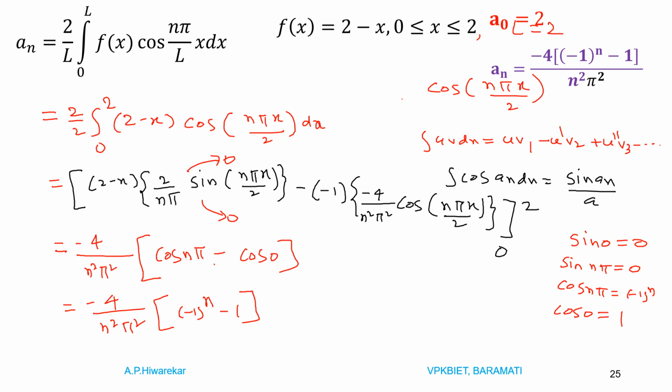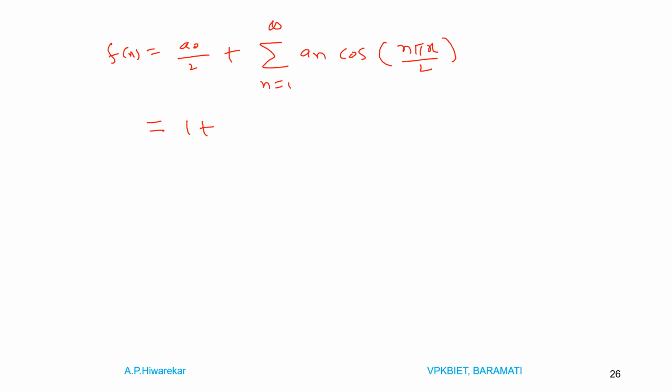So the value of f x now we calculate. The formula for f x is a0 by 2 plus sigma an cos of n pi x by L with n as 1 to infinity. And in this case we have got the value of a0 as 2, so 2 by 2 is 1, then it is minus. So what is that term?